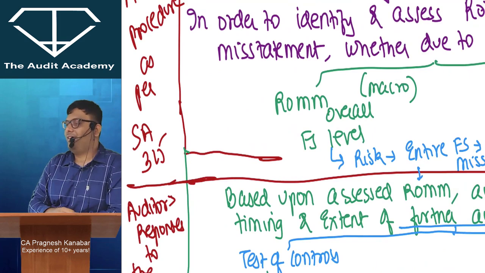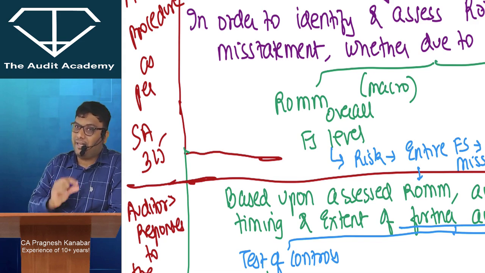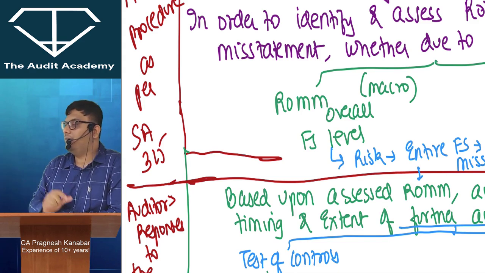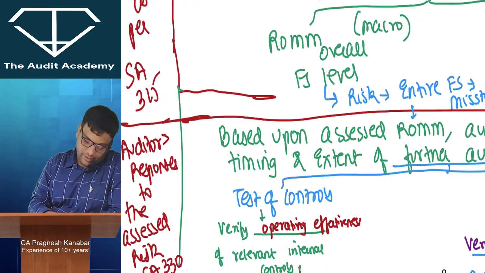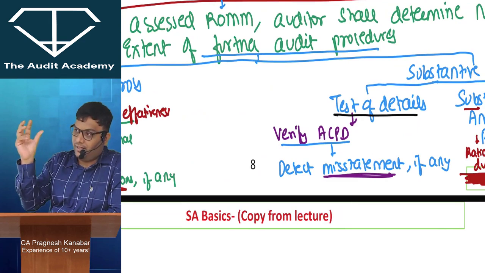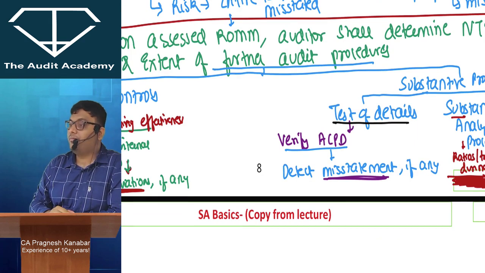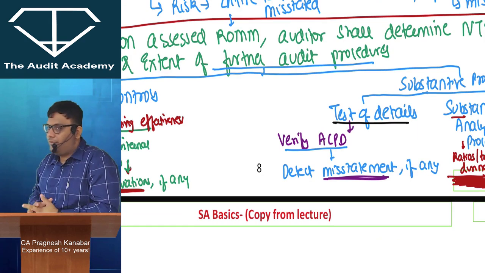I am checking the purchase invoice in order to understand whether the rate is the same as agreed with the vendor. The auditor's response is to the assessed risk, because I am checking whether the rate is as per the vendor agreement or not. But is it test of control or test of detail? Test of detail.